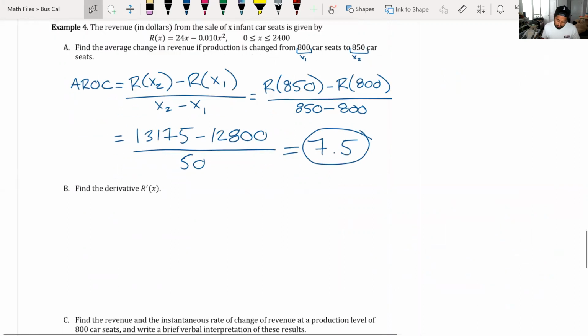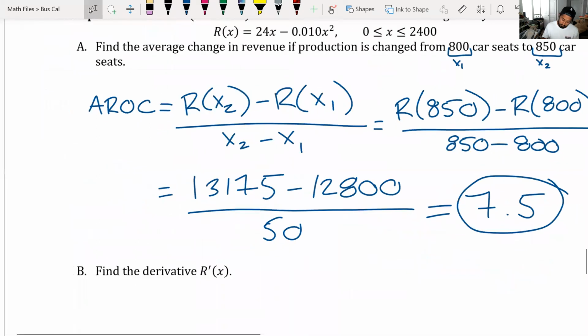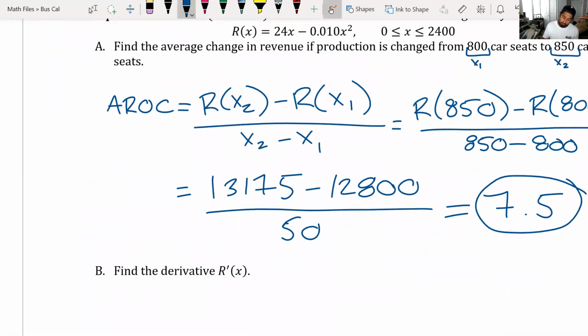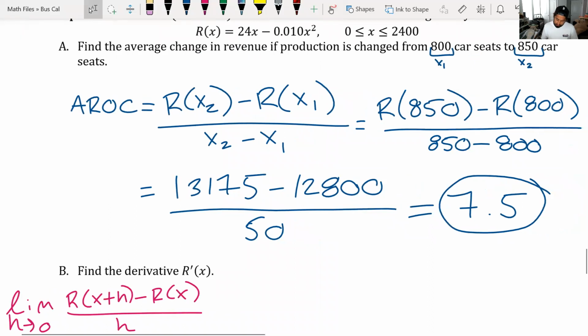All right, so we want the derivative of the revenue function. So let's go ahead and do that. We're going to say the limit as h approaches zero of r of x plus h minus r of x over h. And the reason it's r is because our revenue function's name is r.